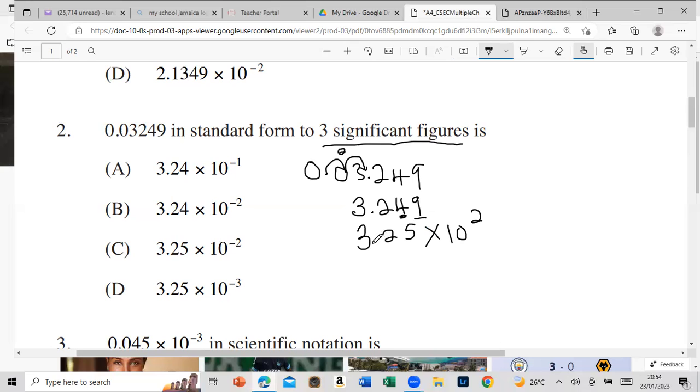Alright, but this one is different from the previous one, right? Now because the original decimal point is located 2 places to the left, that means we're going to put it negative, because in the end it's going to go back there. So when you move 2 places, 10 to the minus 2, you're going to move 2 places, 1, 2, and then you get back to the original. So for this one, the answer would be 3.25 times 10 to the minus 2.